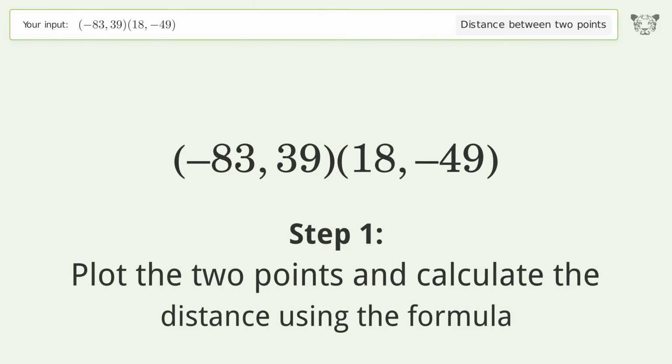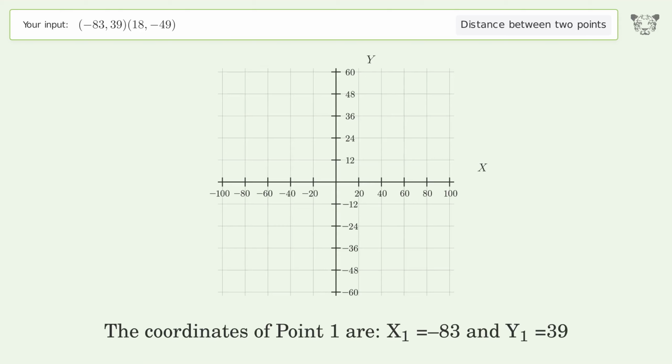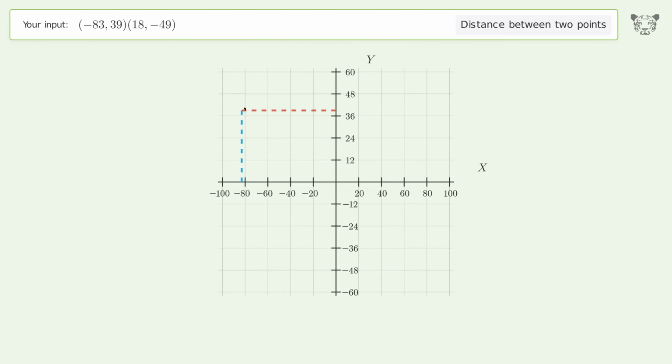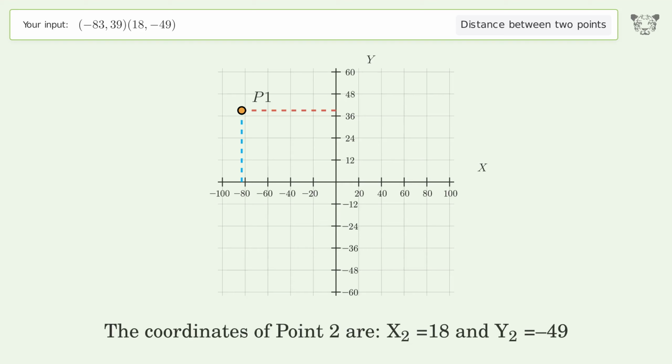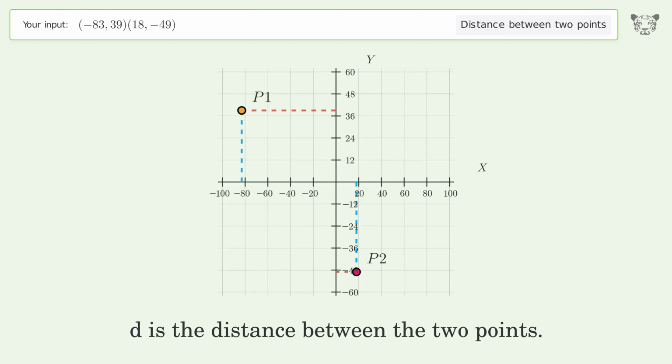Plot the 2 points and calculate the distance using the formula. The coordinates of point 1 are, x1 equals negative 83 and y1 equals 39. The coordinates of point 2 are, x2 equals 18 and y2 equals negative 49. D is the distance between the 2 points.